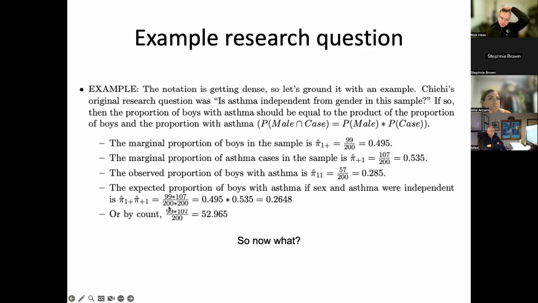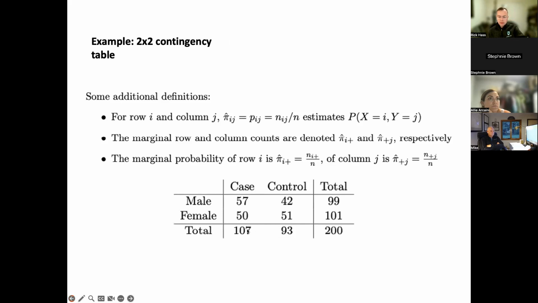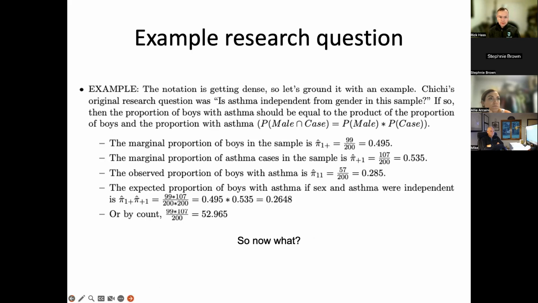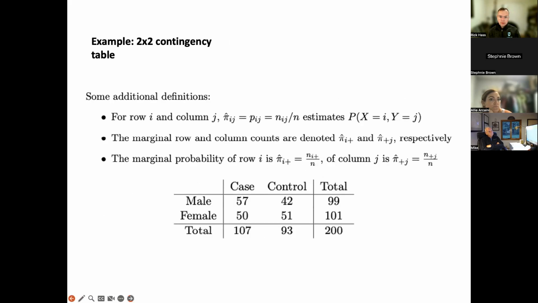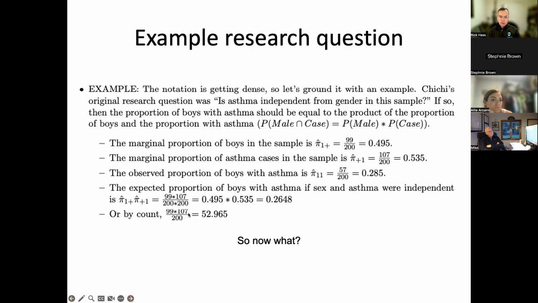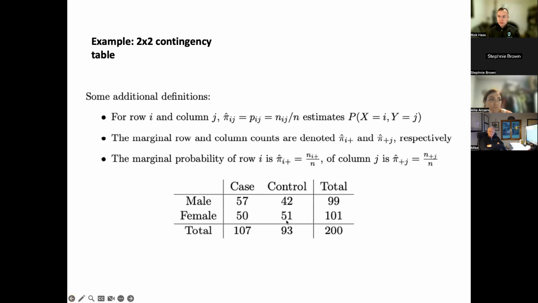The expected count, once again, if we look at our table, you see our marginal counts. The expected number of male asthmatics is computed as 52.965. What we're doing is we're taking the marginal total number of males, which we see to be 99, multiplying it by the marginal total number of asthma cases, and then dividing that by the overall total of 200, and we get an expected count. So you can do that for every single cell.